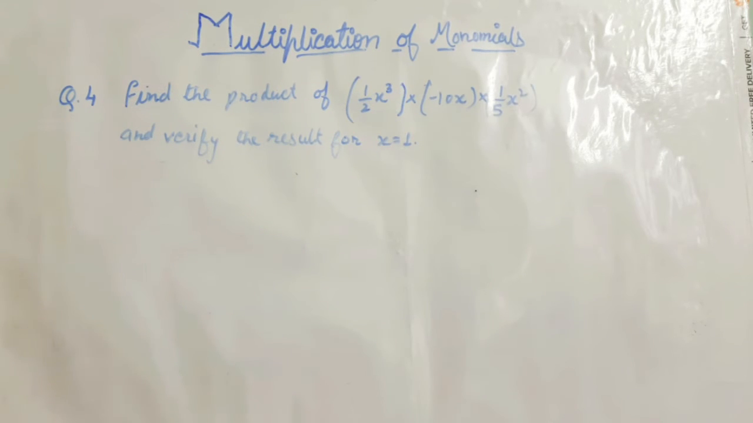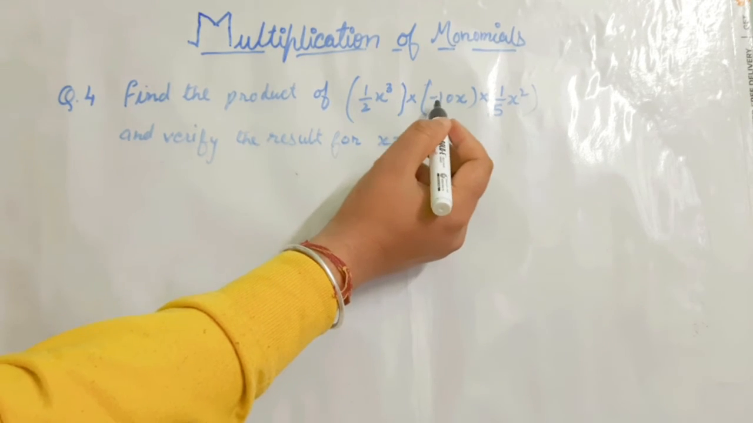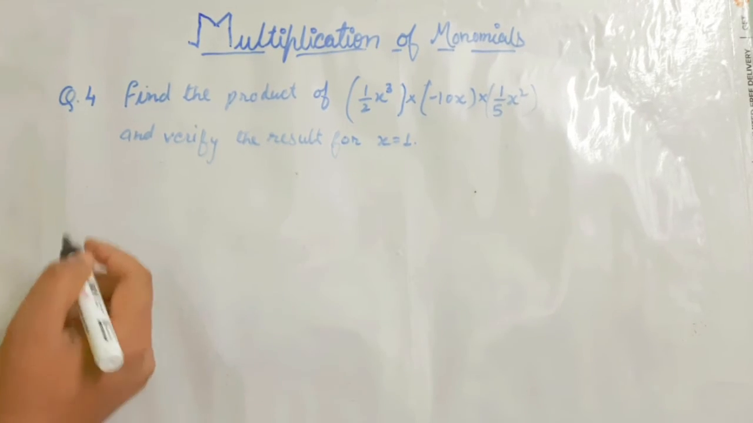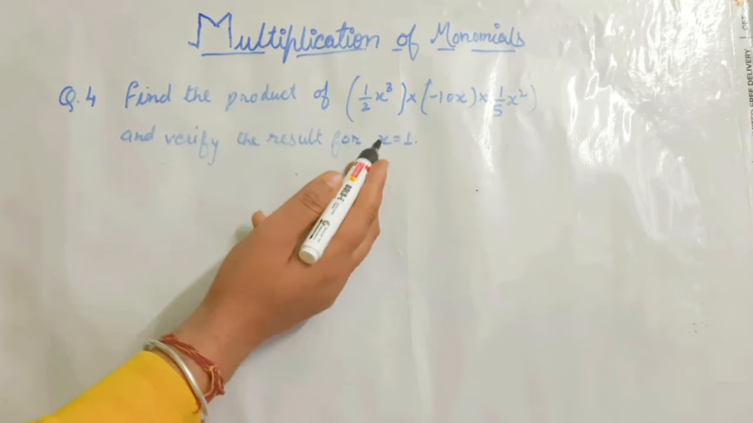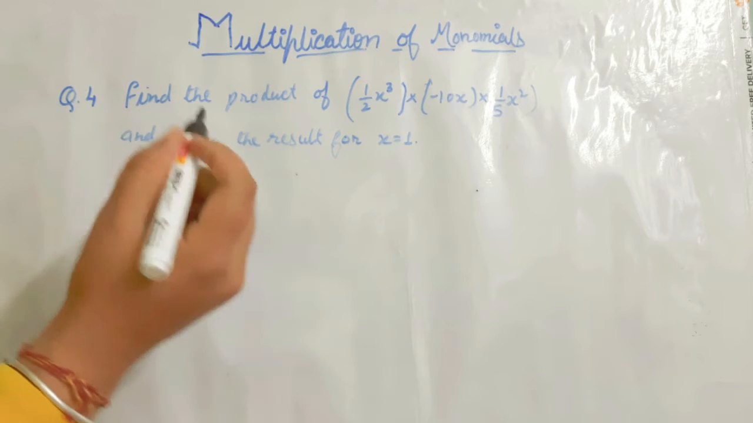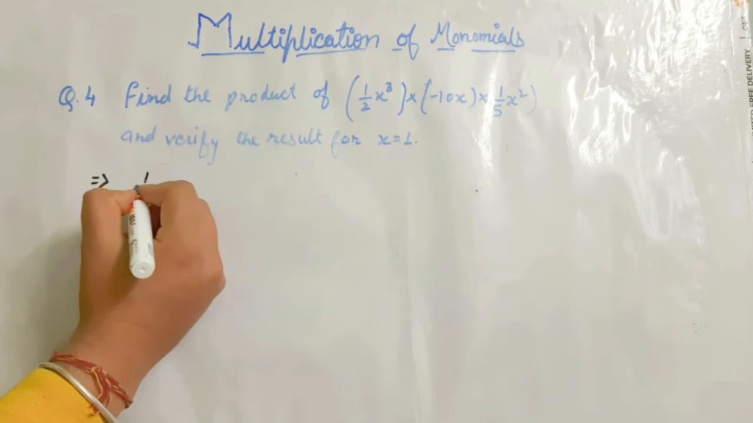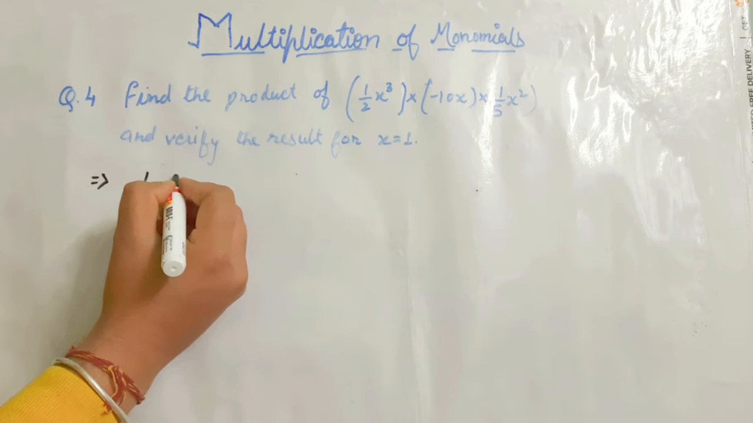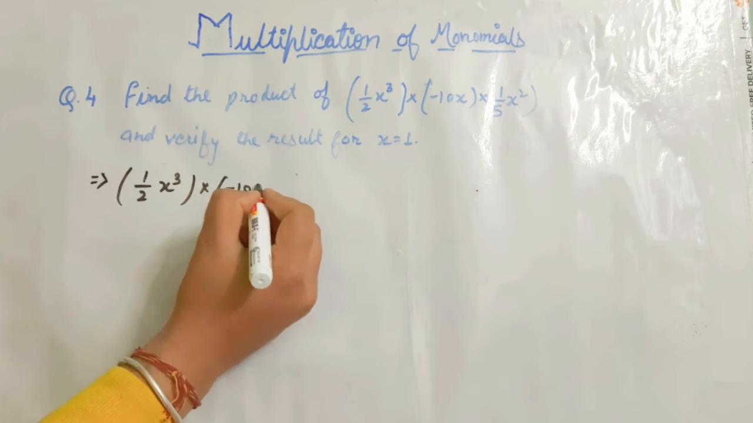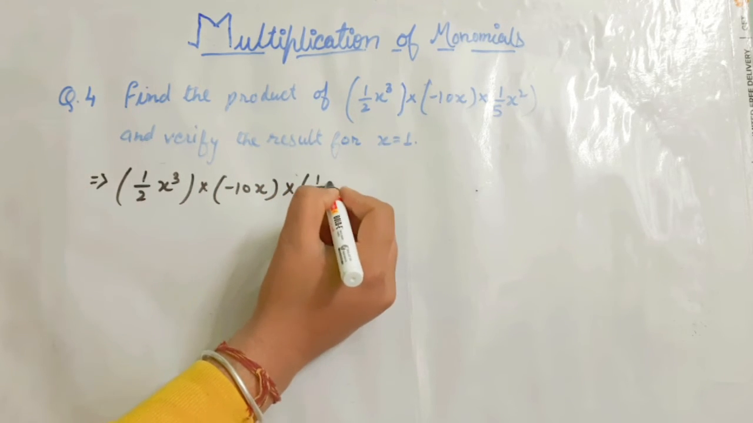Next question is, find the product of 1 upon 2x cube multiplied by minus 10x multiplied by 1 upon 5x square and verify the result for x equals to 1. Now, first of all, let us find out the product. The product is 1 upon 2 x cube multiplied by minus 10x multiplied by 1 upon 5 x square.